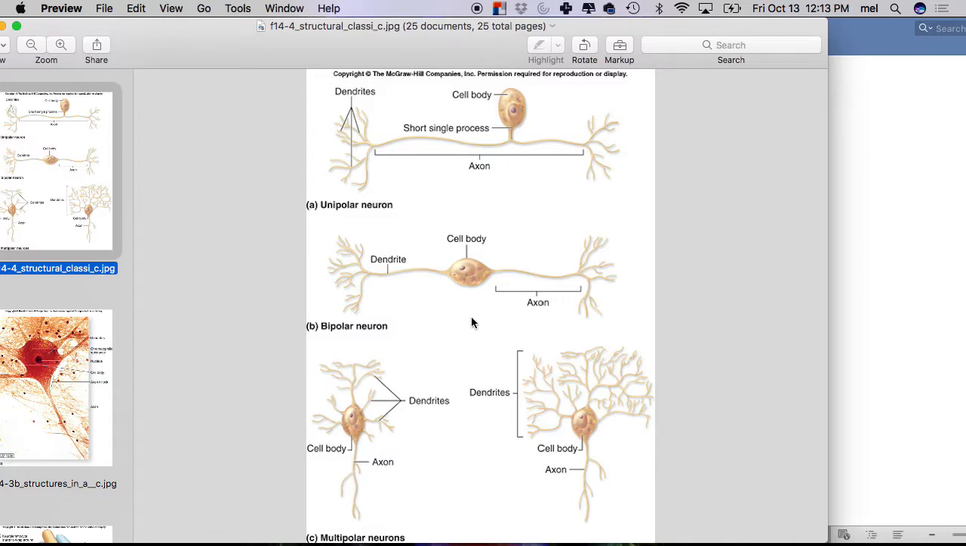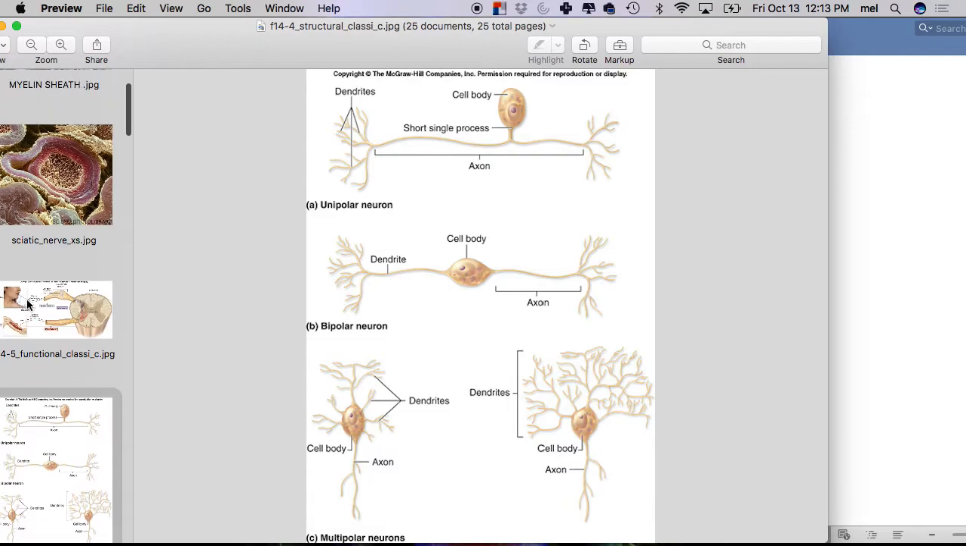This is the one that you've seen most often, right? This one is structurally called a multipolar neuron because it's got a bunch of processes sticking off of the cell. This one has how many processes sticking off? Just one, right? One attachment. And then it branches, but one attachment to the cell body. And how many does this one have? Two. Unipolar, bipolar, multipolar. Good?